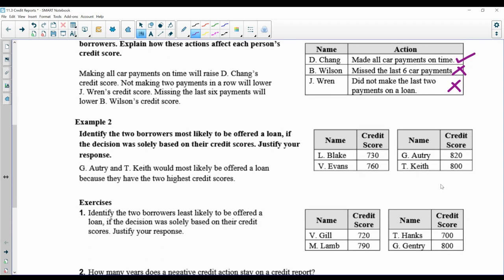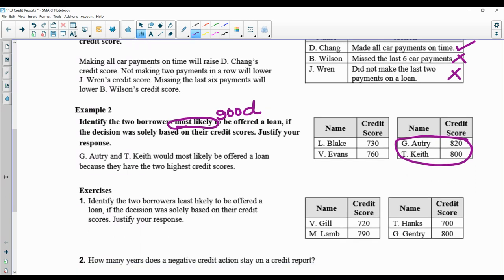Example number 2, we need to identify the 2 people that are going to be most likely offered a loan. So these are clue words right here. Most likely, that would be good. That means I have a good credit score. So then you would go and select the highest ones, the 820 and the 800. They would most likely be offered a loan.